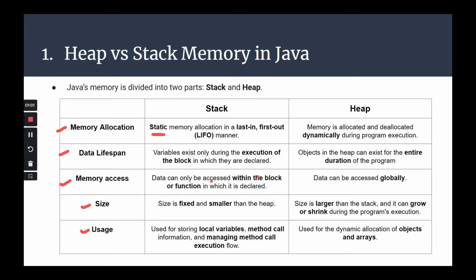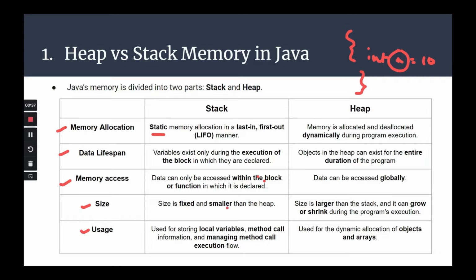Memory access, the data can only be accessed within the block in which it is declared. We know that if there's a block, a function, and you have declared int a = 10, only as long as this particular block is active, this variable a is only accessible within this particular block. However, in case of the objects that we define on heap, they are accessed globally.